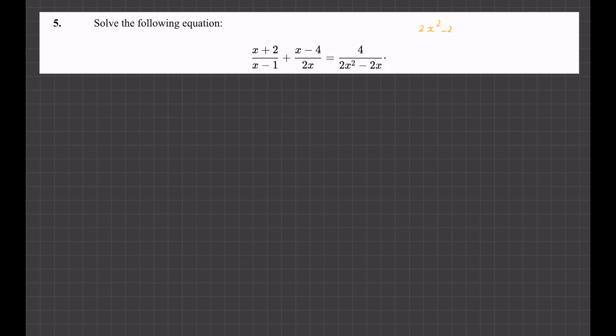Factorization of that is very simple. 2x squared minus 2x. I just pull 2x out. From the first one x is left, and from the second one minus 1 is left. So now if I ask you what is the LCD between these three expressions, you immediately show me that this one is the LCD. So what I will do, I multiply the left hand side by this LCD.